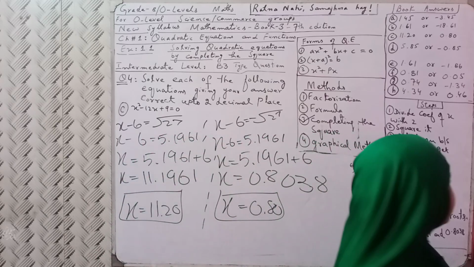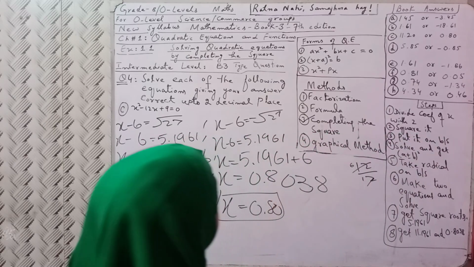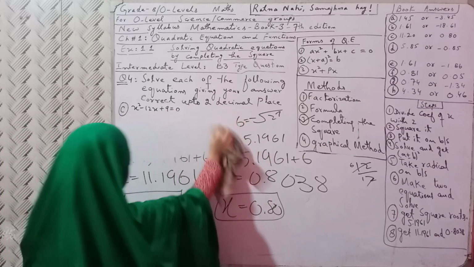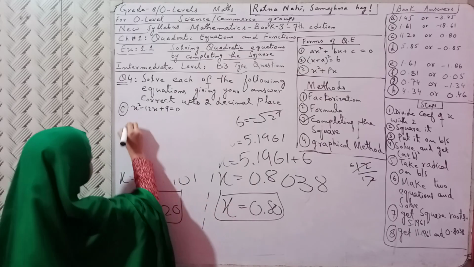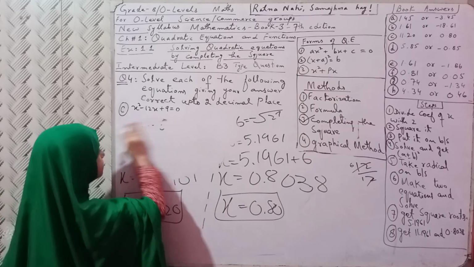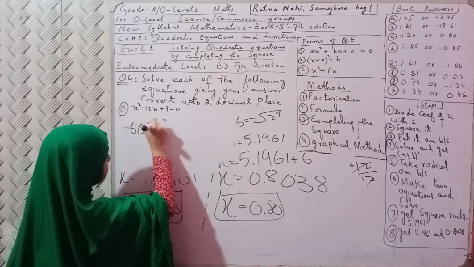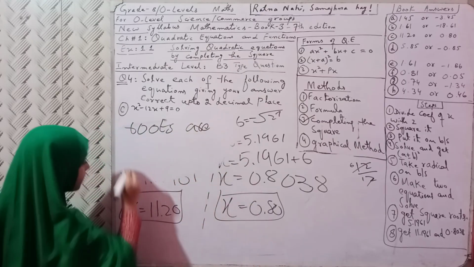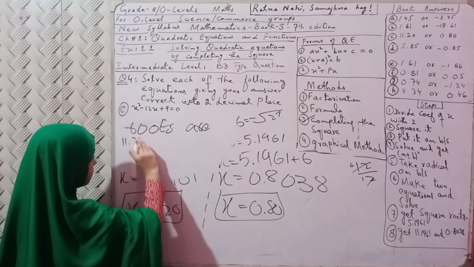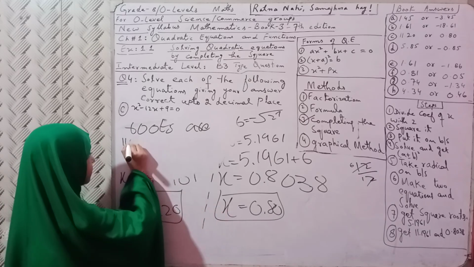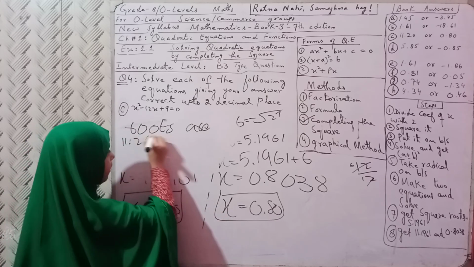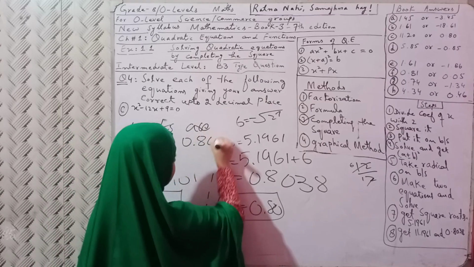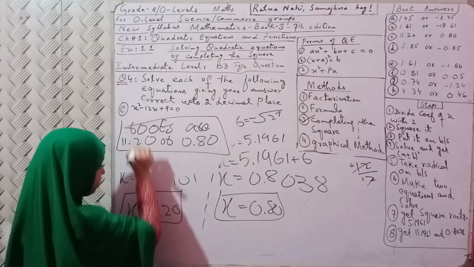Then I have no space, that's why I need to remove it. I want to write the roots and tell you the answer. So the roots are 11.20 or 0.80, and this is our final answer.